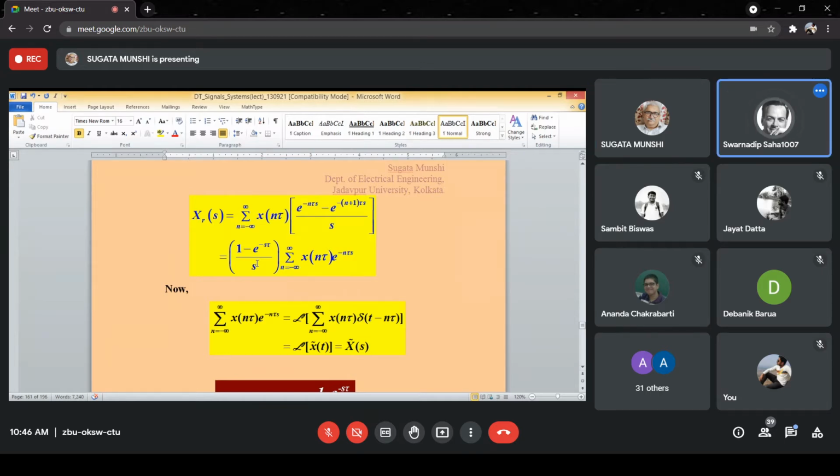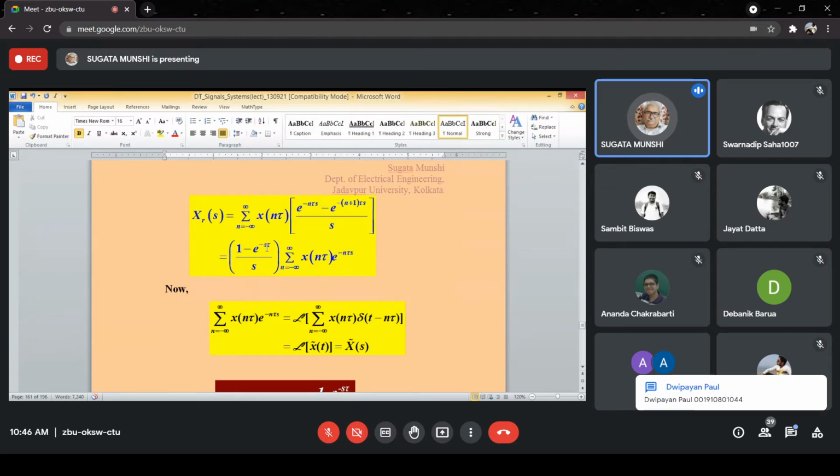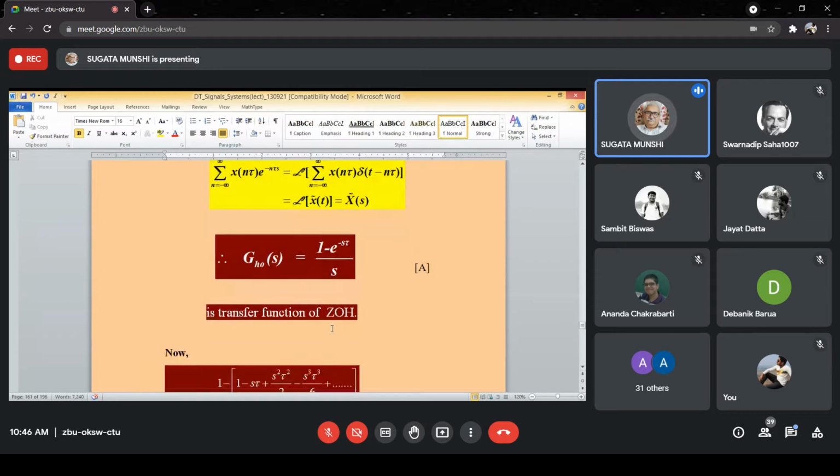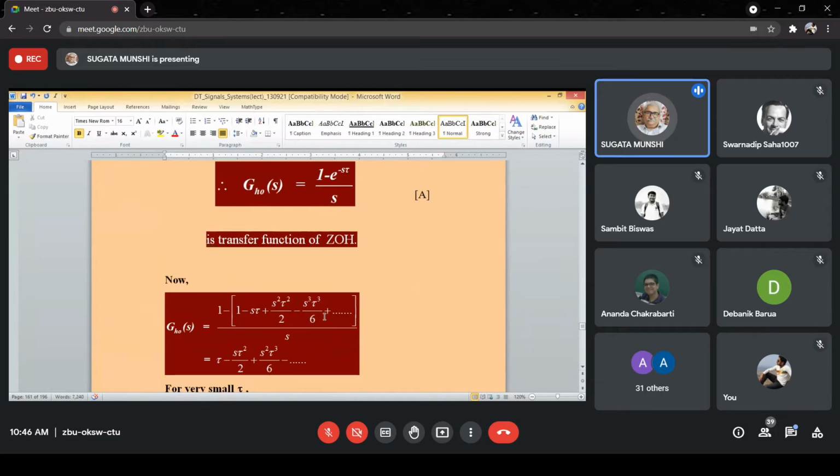Transfer function. It is the transfer function of the zero order hold, or you may say the transfer function of the DAC, practical DAC. So I am writing it in this manner: G_ho(s) equal to 1 minus e to the power minus sτ by s. This is the transfer function of the zero order hold. From this transfer function, you can easily obtain the frequency response. I'll proceed in that direction.